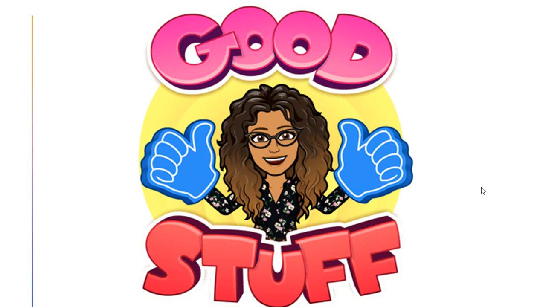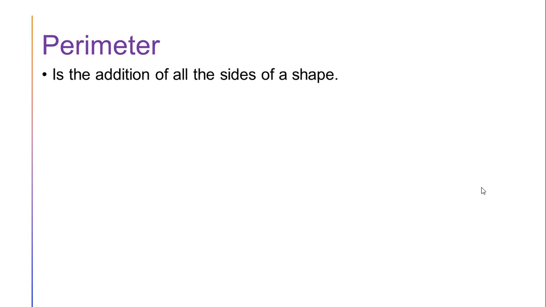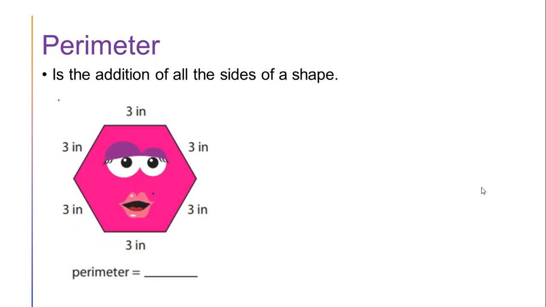Awesome! That was good stuff, guys. Okay? So let's move on to the next one. Let's review what perimeter is. Now, let's remember that perimeter is the addition of all the sides of the shape. So let's look at this shape. And although I know that we are just looking at the area and perimeter of rectangles, I know that the perimeter is going to be the same for any other shape.